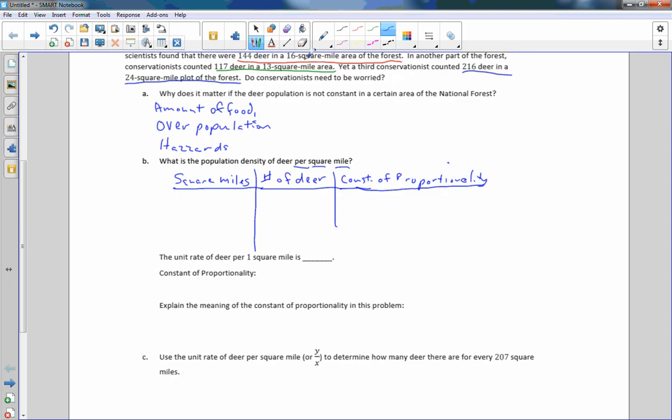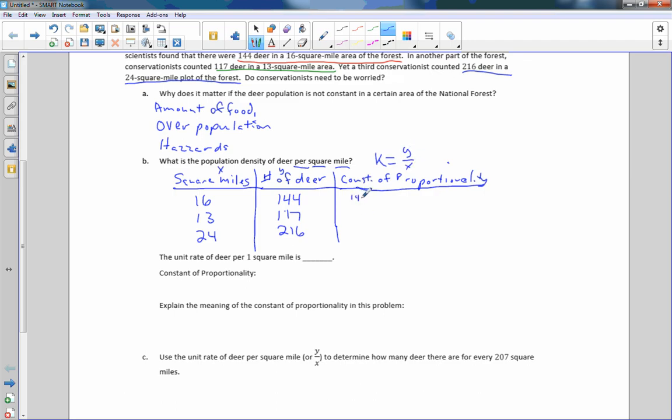If we read this, 16 square miles of forest, 144 deer. 117 deer in 13 square miles, and then finally 216 deer in 24 square miles. So those are the three values we have, and in order to find the constant of proportionality, if this was our x and this was our y, k, the constant of proportionality, equals y divided by x.